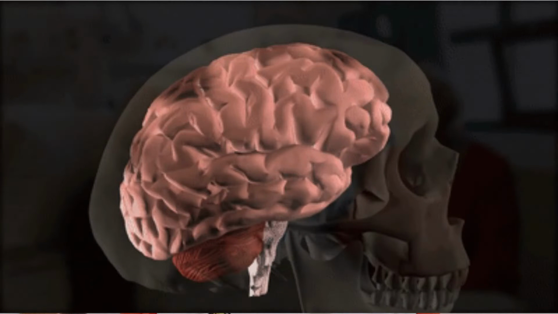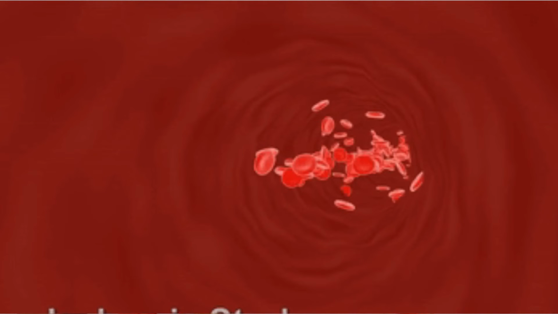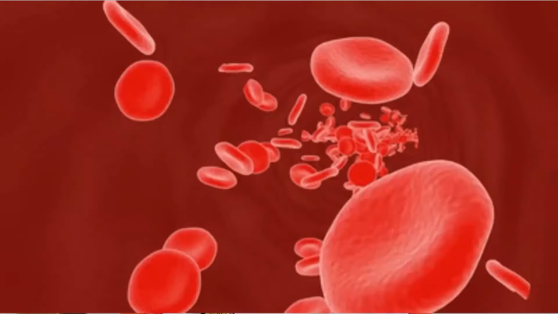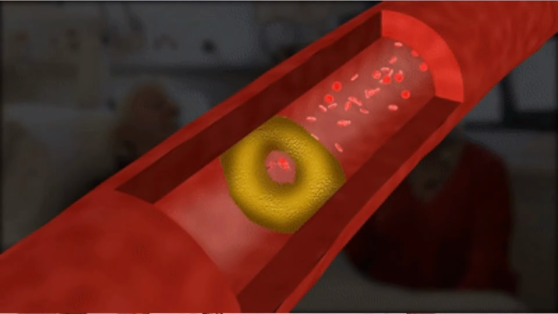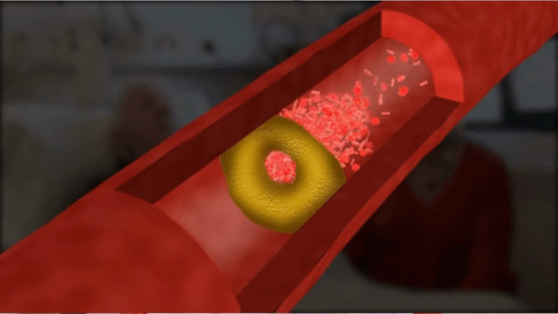So stroke is a type of cardiovascular disease. It affects the arteries leading to and within the brain. A stroke occurs when a blood vessel that carries oxygen and nutrients to the brain is either blocked by a clot or bursts. So how does stroke affect your cardiovascular system?